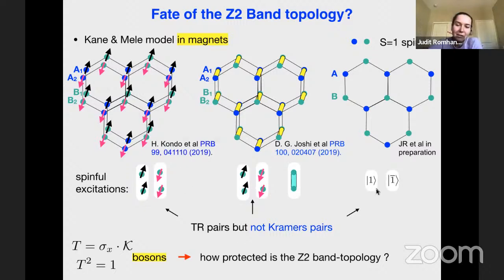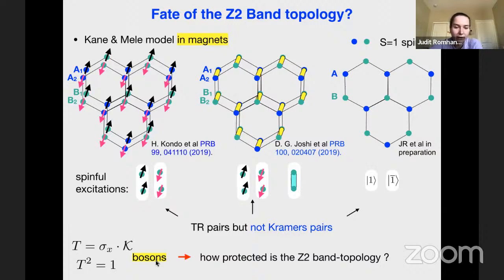The main problem is that, although all of these excitations have some kind of spin degree of freedom, or effective spin degree of freedom, these are time reversal partners, but they're not Kramers pairs. If we write up the time reversal operator for these bosonic excitations, we have the sigma x matrix and the complex conjugation, and this operator squares to +1. So this is not going to protect the Z2 band topology.